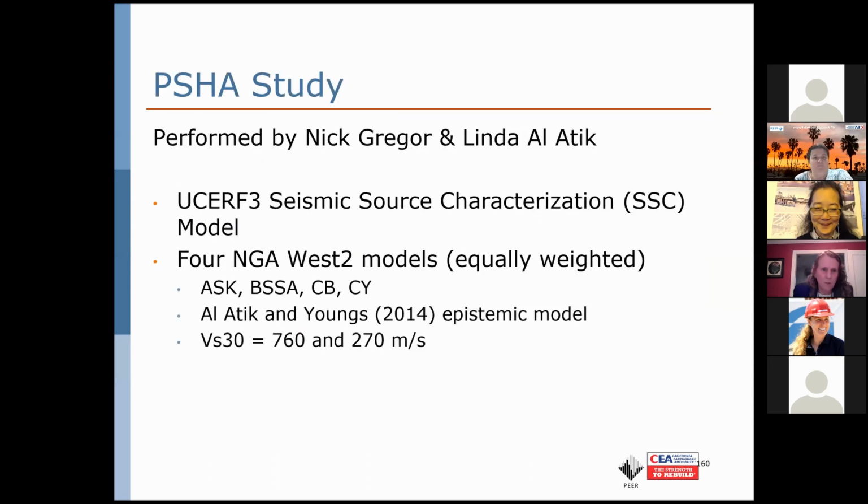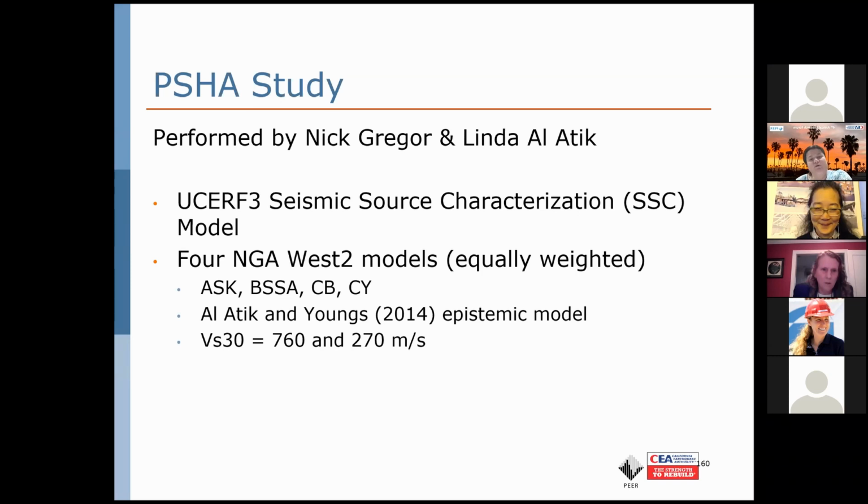The probabilistic seismic hazard analysis study was performed by Nick Gregor and Linda Al Atik because we really wanted state of the art. That was the mandate from CEA, to really use the best science that we could. And so Nick and Linda are using the latest science, using the UCERF seismic source characterization with all the important characteristics that are associated with that.